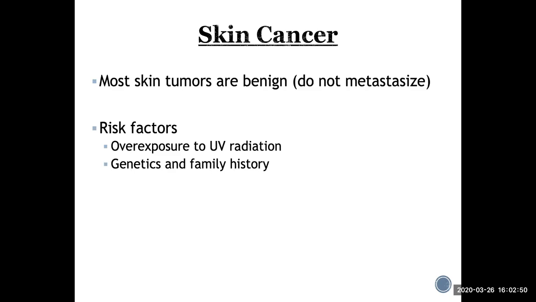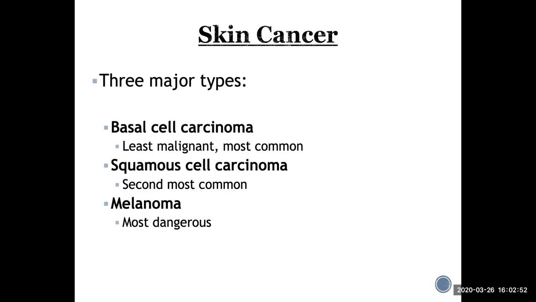All right, so skin cancer in particular, there are three different types. We've got basal cell carcinoma, which is the least malignant, so the least dangerous, really. It's the most common. It's highly treatable. In between, we've got squamous cell carcinoma. This is the second most common and a little bit more dangerous than basal cell carcinoma. And finally, melanoma, which is the most dangerous type of skin cancer.